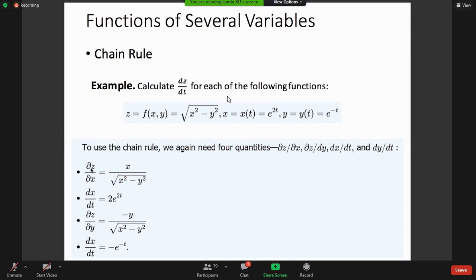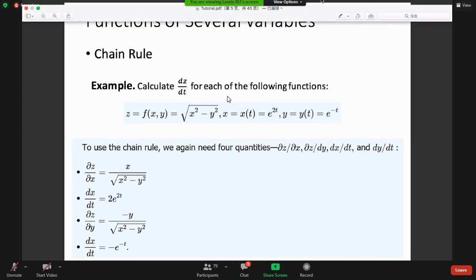Let's look at this one. First, we should calculate partial z partial x, where z is equal to this part, and partial z partial x is equal to this one. The second thing we should do is to calculate dx/dt, where x is equal to this part, and so dx/dt is equal to this one. Good.